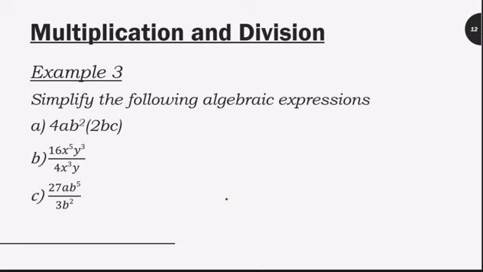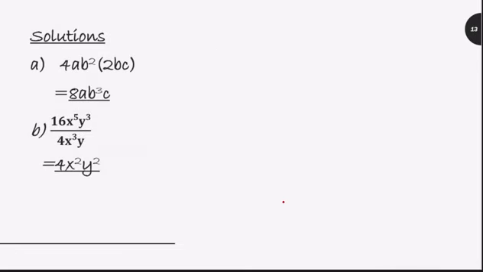8ab to the power 3 c. How? You multiply everything outside with everything that is in the brackets at the same time. You see, simple as that. It's just a straightforward thing.